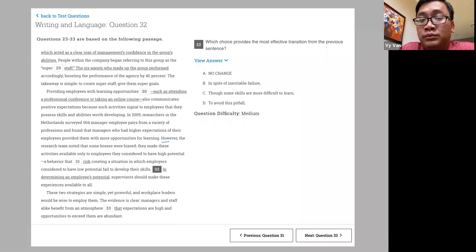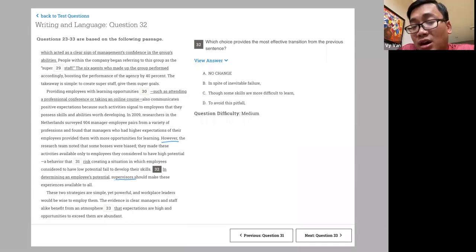However, the research team noted that some bosses were biased. They make these activities available only to employees they consider to have high potential, behavior that risk creating a situation in which employees considered to have low potential fail to develop their skills. And then ignore the transition, otherwise you're going to be confused. Supervisors should make these experiences available to all.